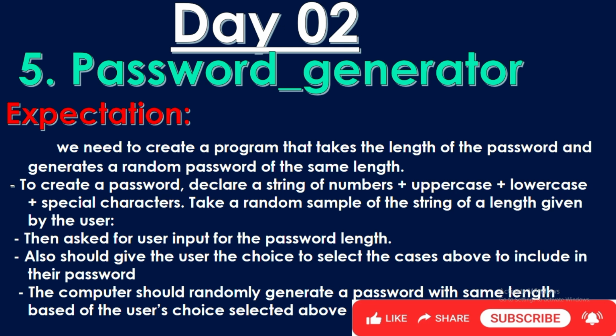So to create a password, we declare a string of numbers. So we are going to have a string of numbers plus uppercase, lowercase, special characters, and so forth. You get it? So it takes a random sample of the string of the length given by the user. Then it asks the user for the input of the password length. The user has to give the length of the password that they want to have, because it is going with all the criteria above, and it's going to generate a password for them.